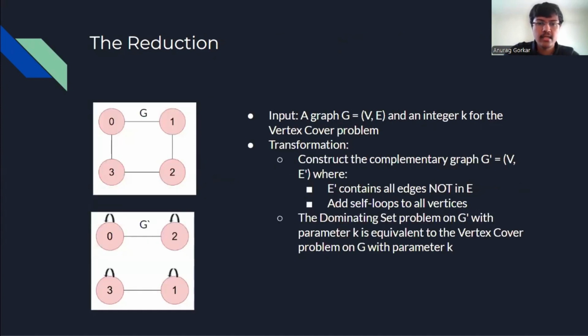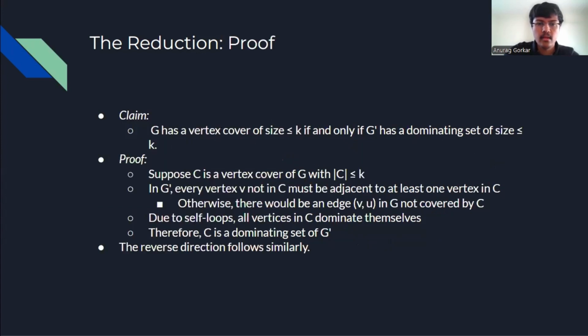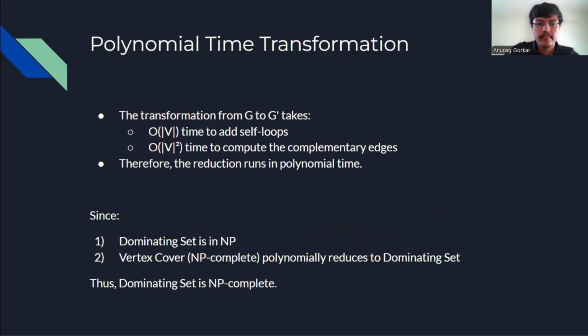We construct a complementary graph G', where edges not in the original become edges in G', and we add self loops to every vertex. The dominating set problem on G' then becomes equivalent to the vertex cover problem on G. The key idea is that the cover in G ensures all non-cover vertices in G' are adjacent to a vertex in the set. Because of the self loops, vertices in the set dominate themselves. This completes the logical reduction in both directions.